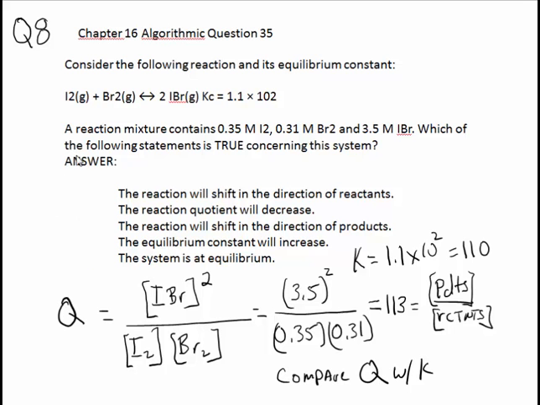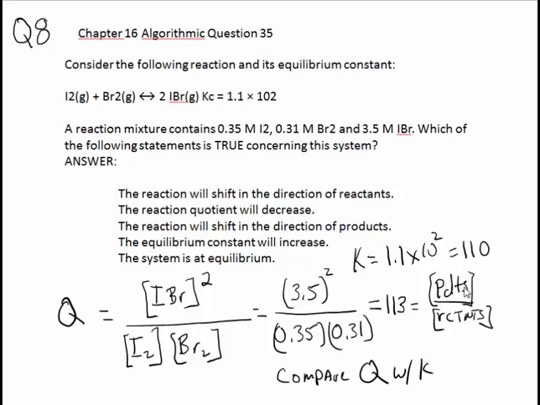Okay, so in question 8 here, we're given a reaction mixture and its concentrations. And the question is, is this at equilibrium? And it gives us an equilibrium constant. So in a situation like this, we take those given concentrations, plug them in, and calculate what's called a Q. And that is then compared with the value of K. If they're the same, they are at equilibrium.